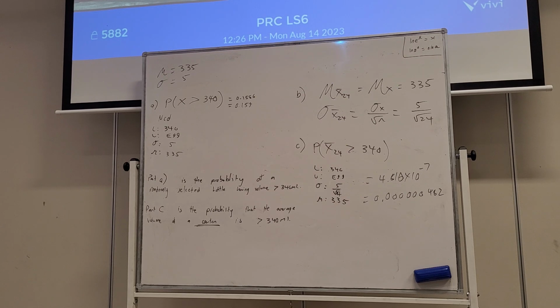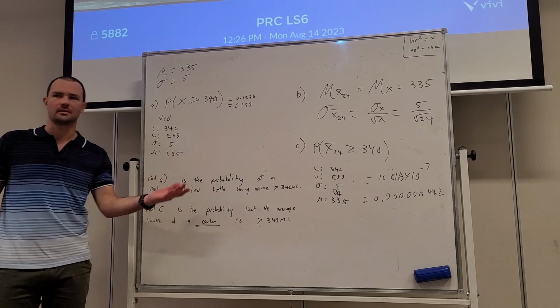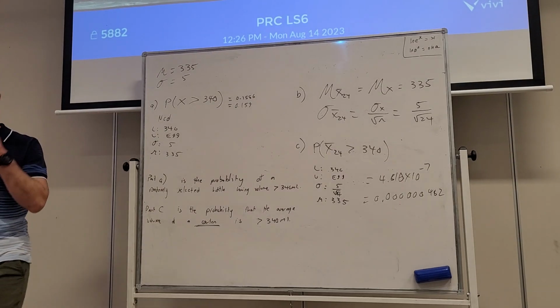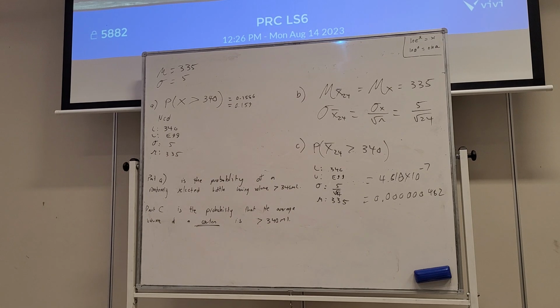Part A, probability that a randomly selected bottle is larger than 340. Part B, a randomly selected carton has an average volume larger than 340. It's appealing to every single one added together divided by 24. All right, so I'll let you guys write it up and I'll just rub out the stuff around it.